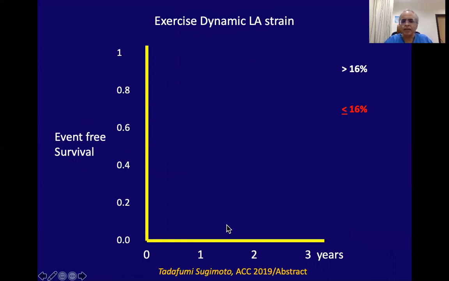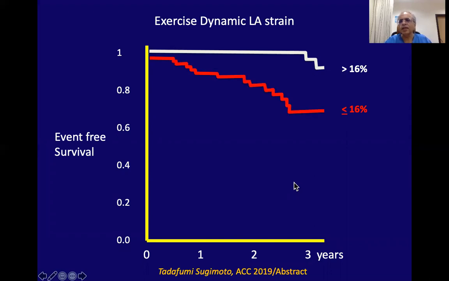Also the LA dynamic strain has got a prognostic value. The event-free survival is less when the dynamic LA strain is less than 16%. So that is how the LA imaging is very useful in heart failure.